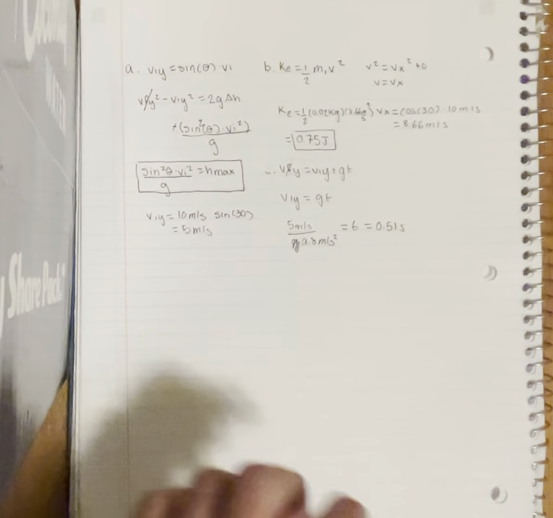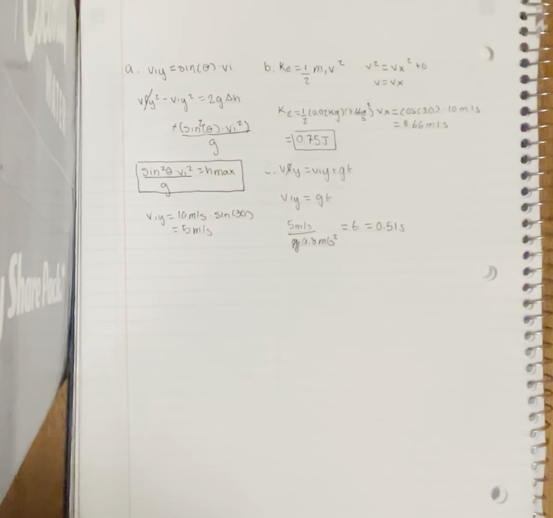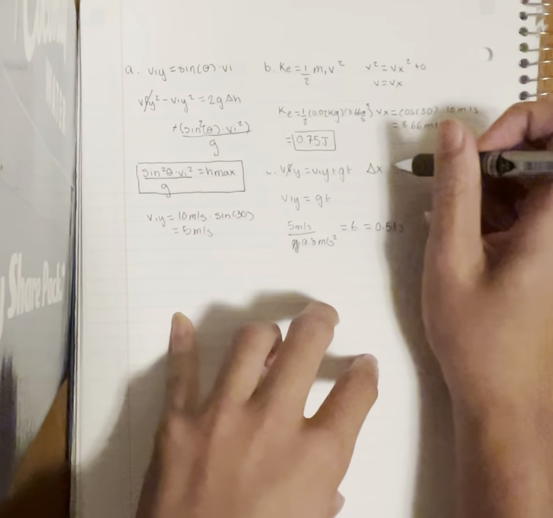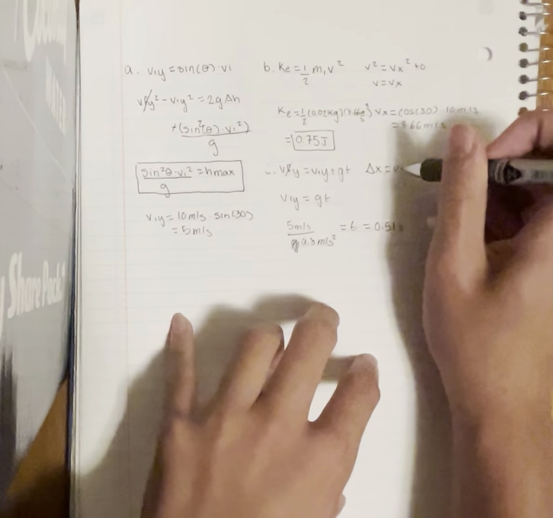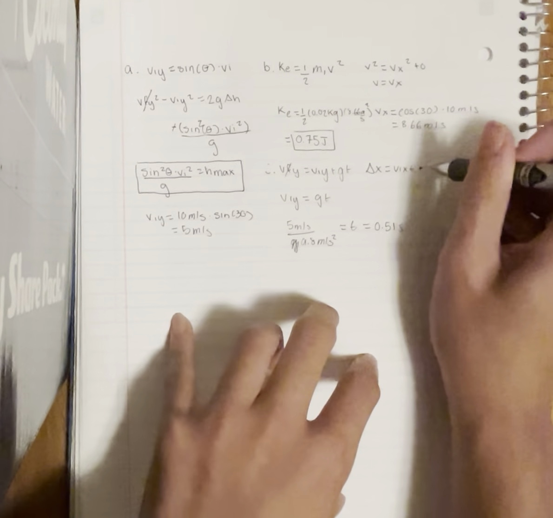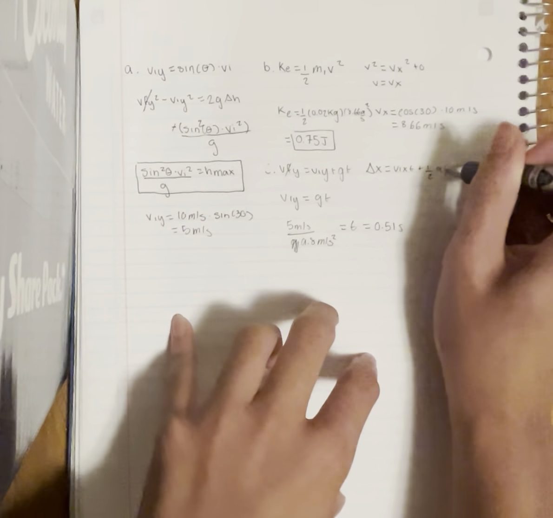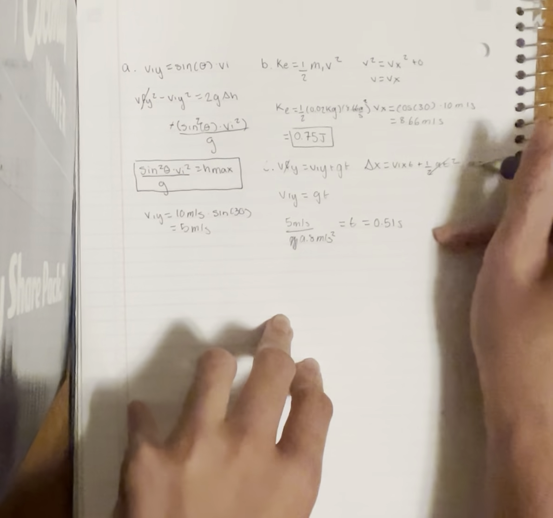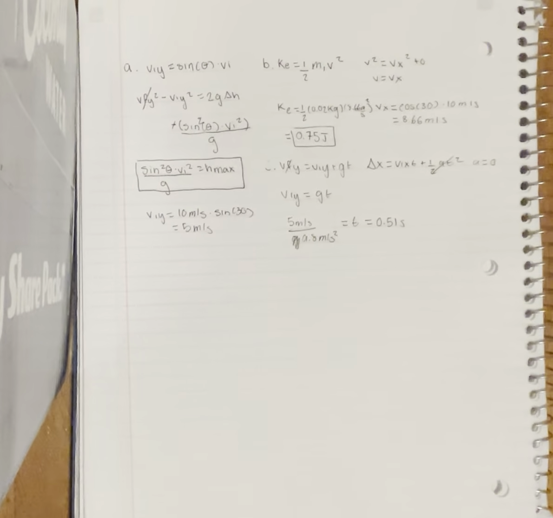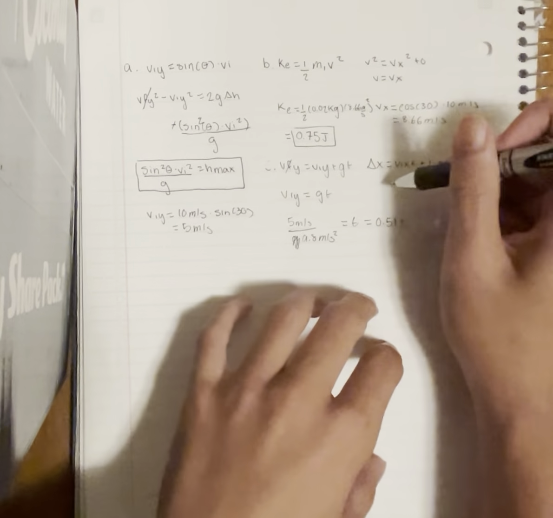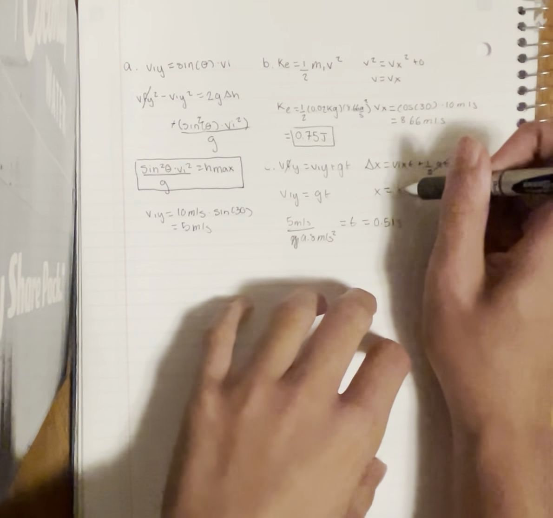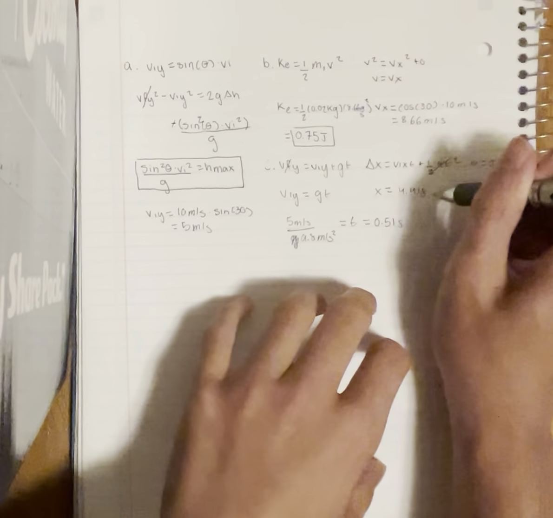And now all we need to do is plug it into the formula. Delta x is equal to vix t plus 1/2 a t squared. Here a is equal to 0 because there's no acceleration in the x direction. And now we just solve for it, and x is equal to 4.418 meters.